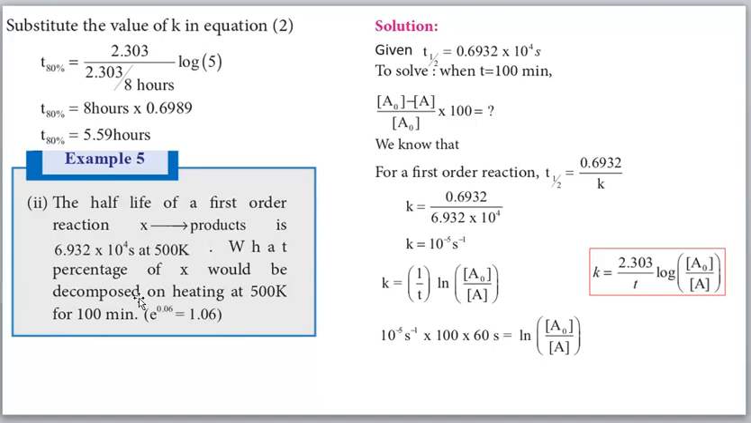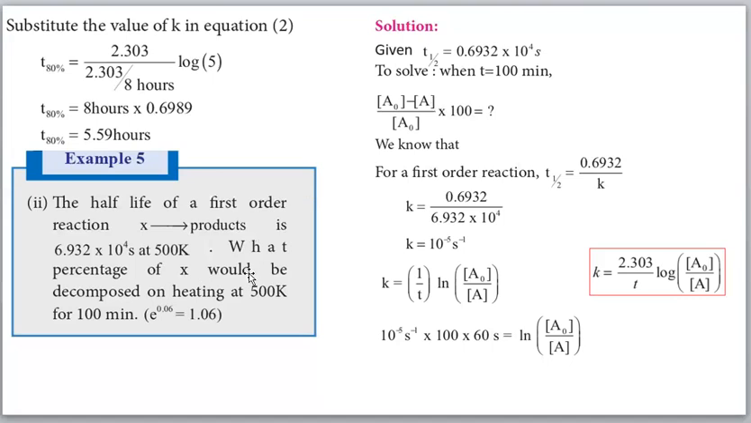A0 is the initial quantity. A is the quantity that remains after time t. So the quantity decomposed is equal to the initial quantity minus the quantity left. That means A0 minus A is the quantity decomposed.